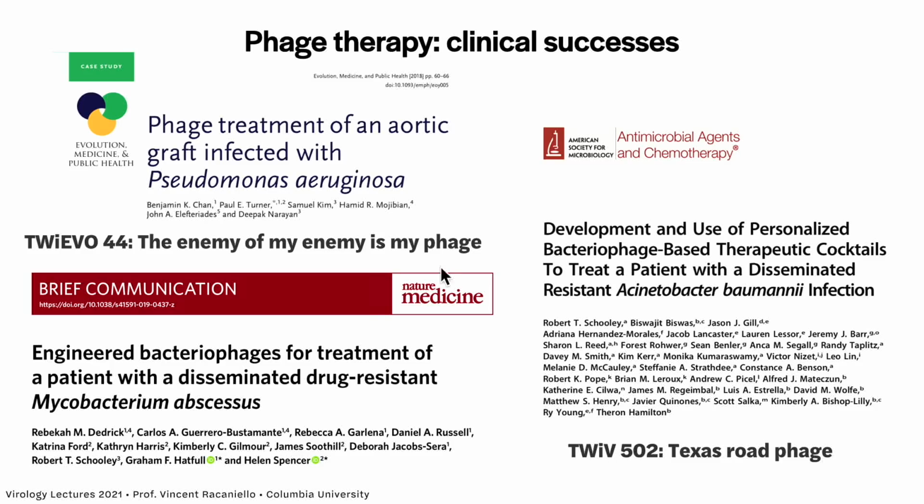For example, these are 3 different publications, and this one on the upper left, phage treatment of an aortic graft infected with Pseudomonas. So this was a patient that received an aortic graft, and it got infected, and it would not respond to antimicrobial therapy. So the surgeons injected some phage into the graft. They had to figure out what phage to use, of course, and they cured this gentleman. That's described in this paper.